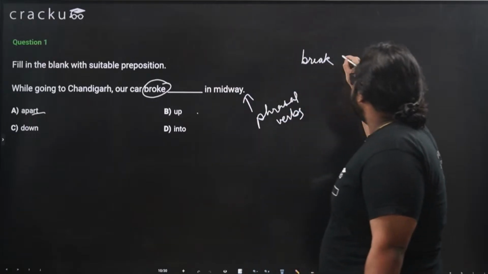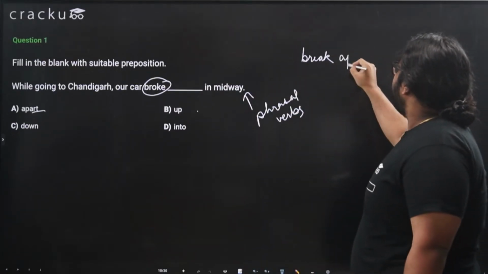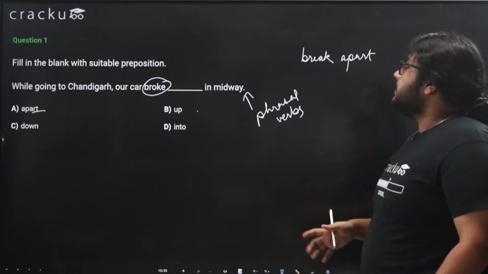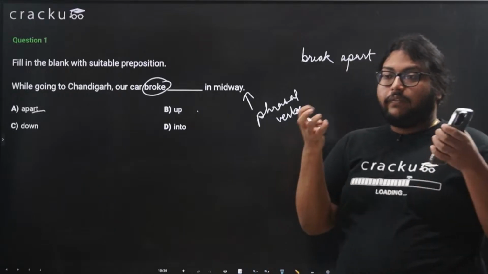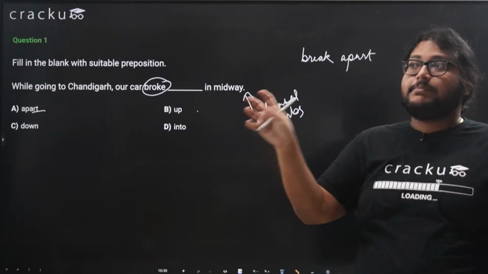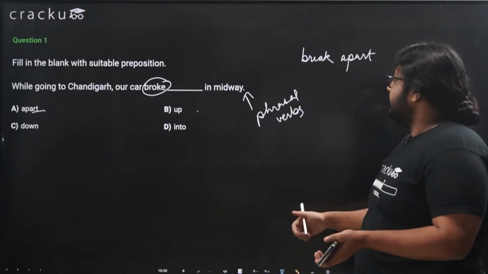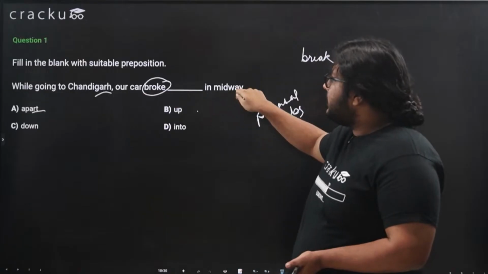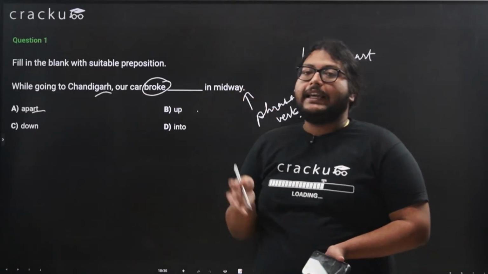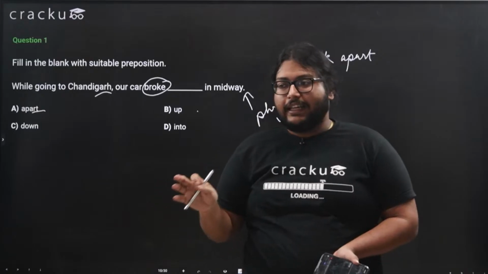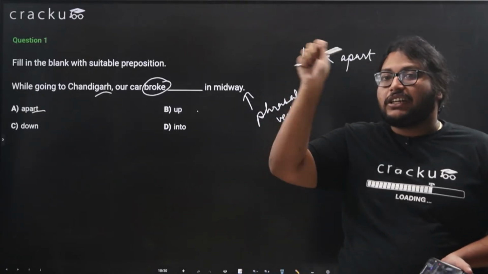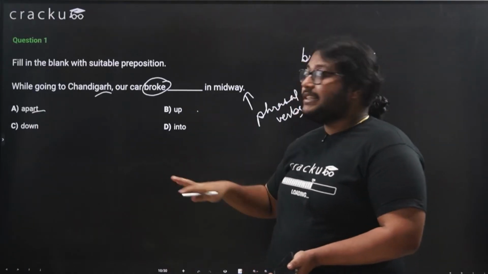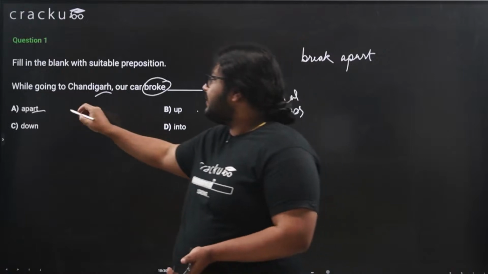Break apart means to break down in pieces, like physically break down, dismantled, dismembered, something like that. While going to Chandigarh, our car broke dash in midway. Means what? My car stopped working, right? It does not mean my car was crushed and in an accident or something like that. So broke apart is too extreme in this situation.